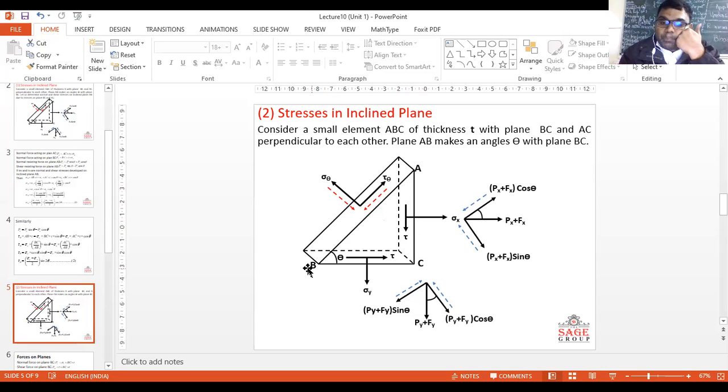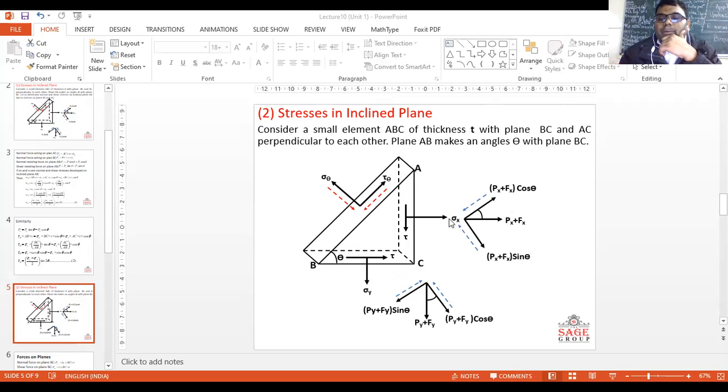So plane BC has one force, and plane AB has one tangential force. You can see it here. All the arrangement is as previous, but one thing is added here, this part, which is the tangential one. So we are going to adopt the same procedure, nothing else. So let's see what the new thing is, but it's very simple.